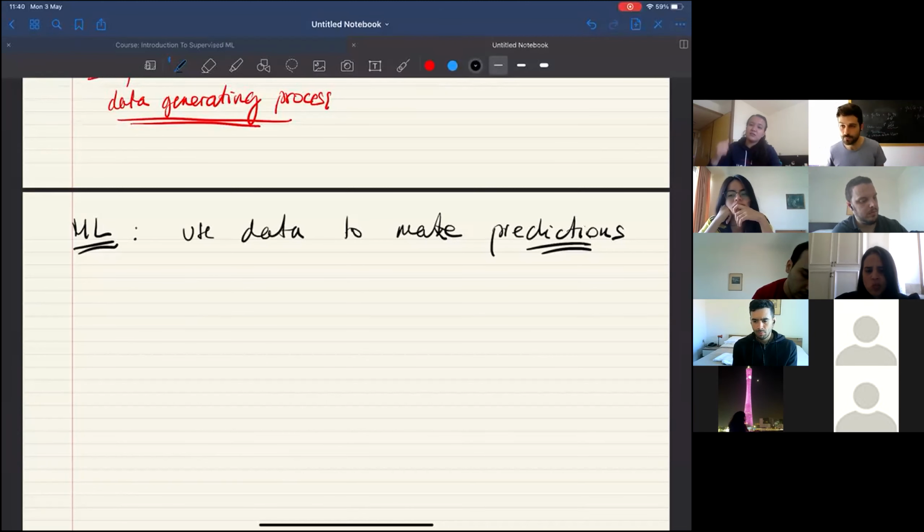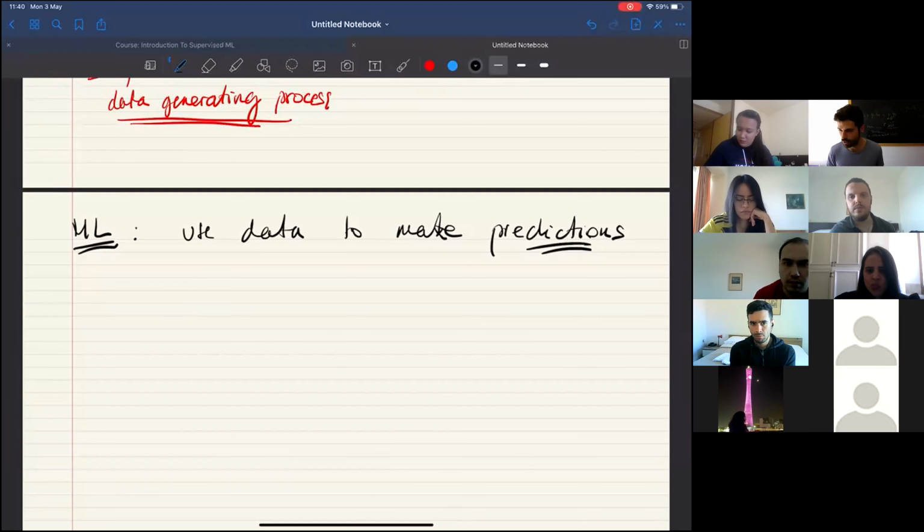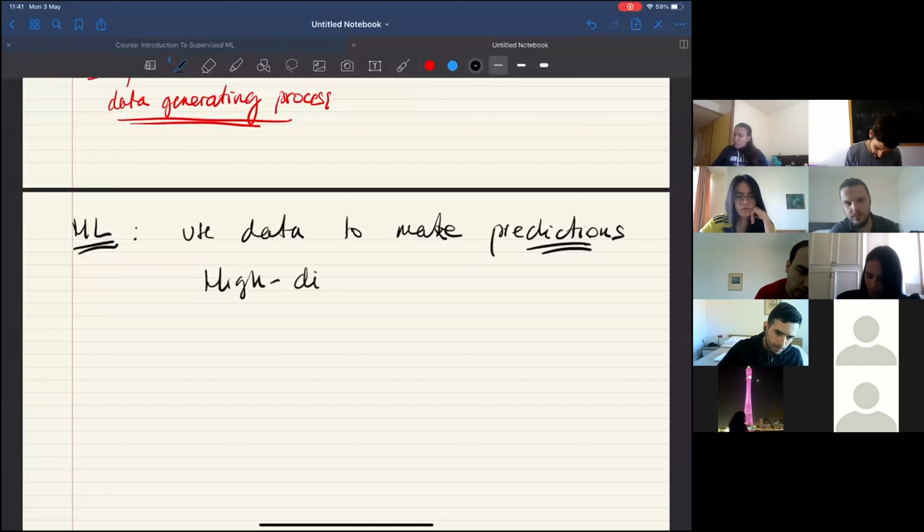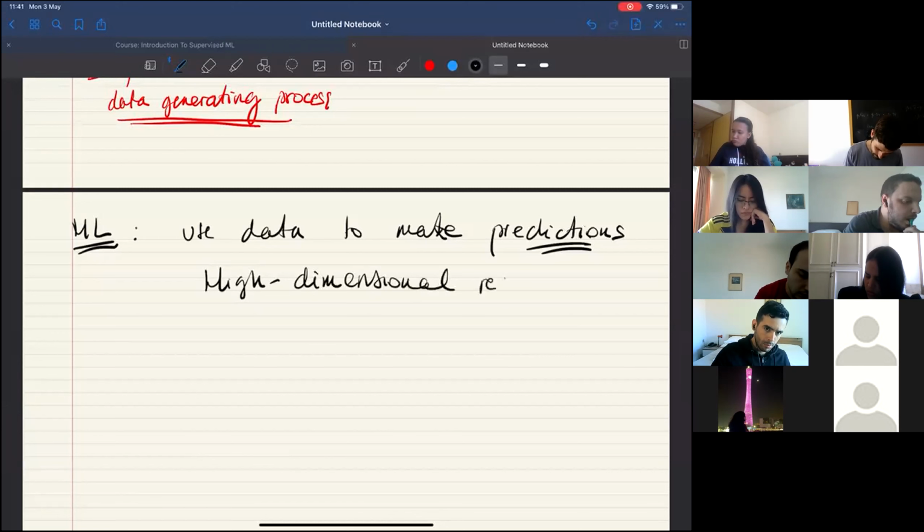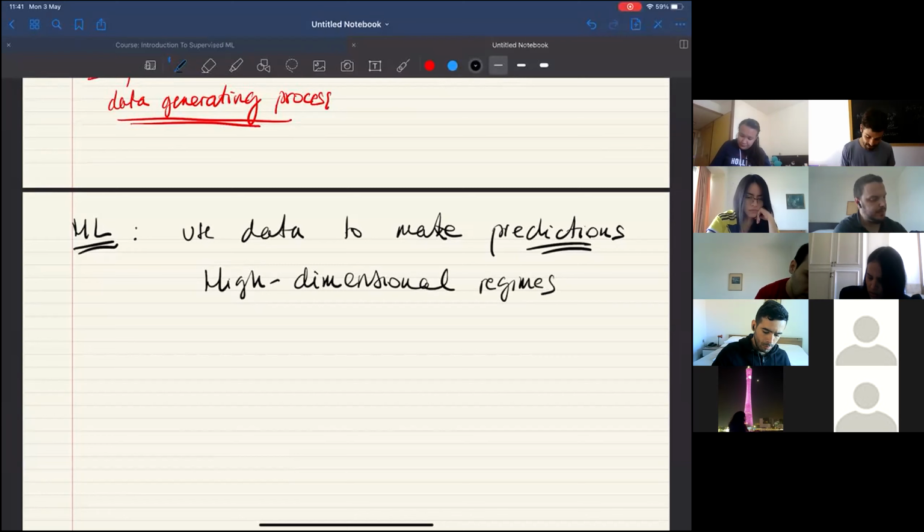Okay? But of course, machine learning will use a lot of methods from statistics. But still, really the idea, the core question is different. And also, usually in machine learning, we are concerned with very high dimensional regimes. What does that mean? It means that you will have a lot of data to train your model.